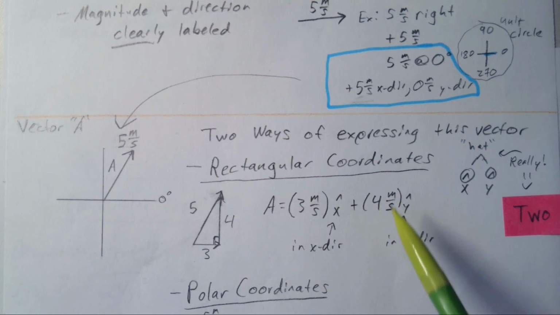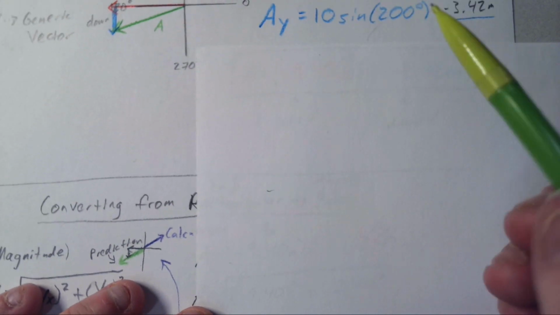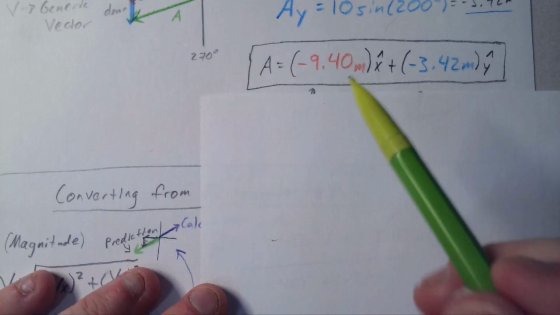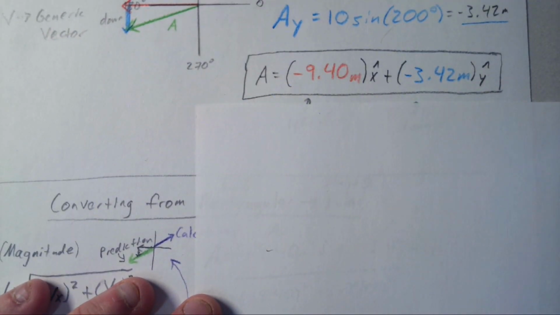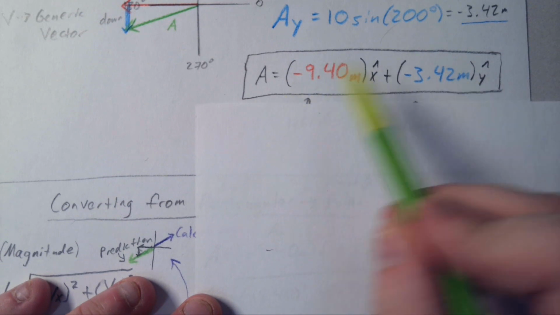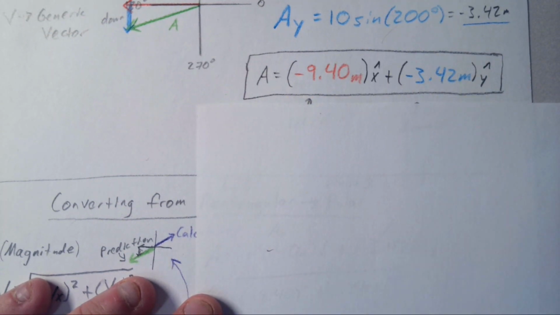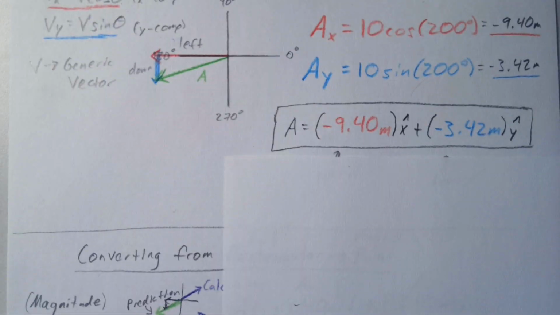And then how far you're going in the y direction. So we're just basically plugging it in here and saying that A equals negative 9.40 meters x hat. And even though this is a negative here, I like to put plus signs in here and leave the negatives inside the parentheses. It's much easier to search in there. And then negative 3.42 meters y hat. And there you are. You're done.